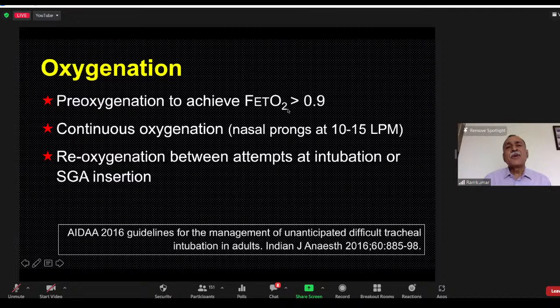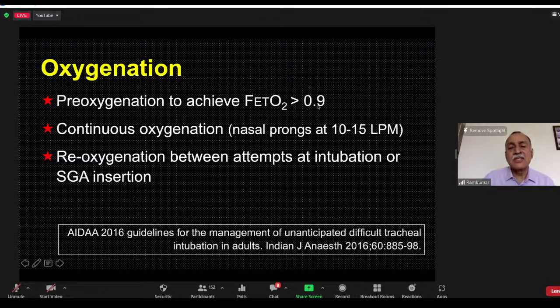Many of us are fortunate to nowadays work with anesthesia workstations that actually show us the inspired oxygen and the end tidal oxygen. So what it means is that the end tidal gas coming out of the patient's lungs at the end of the tidal volume breath, if that has more than 90% oxygen, we can say that pre-oxygenation is adequate, right?